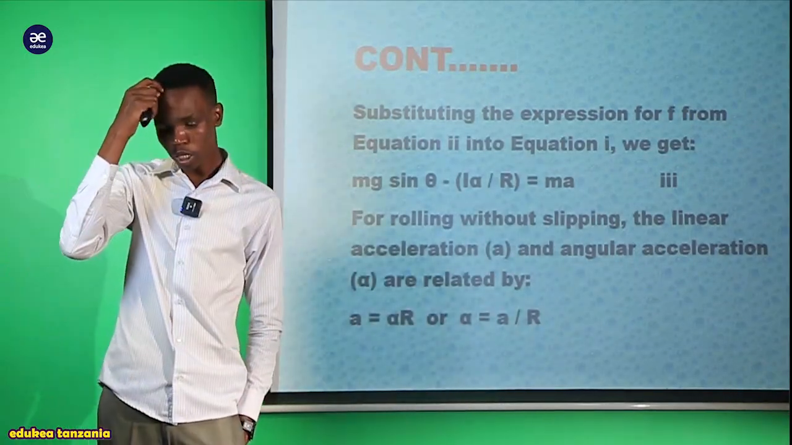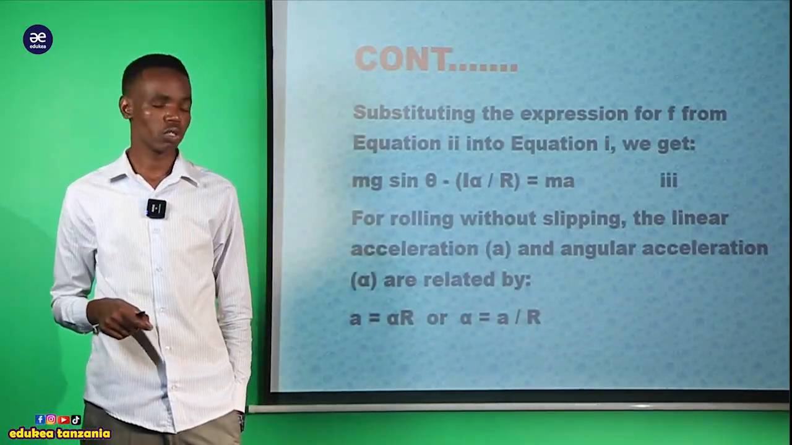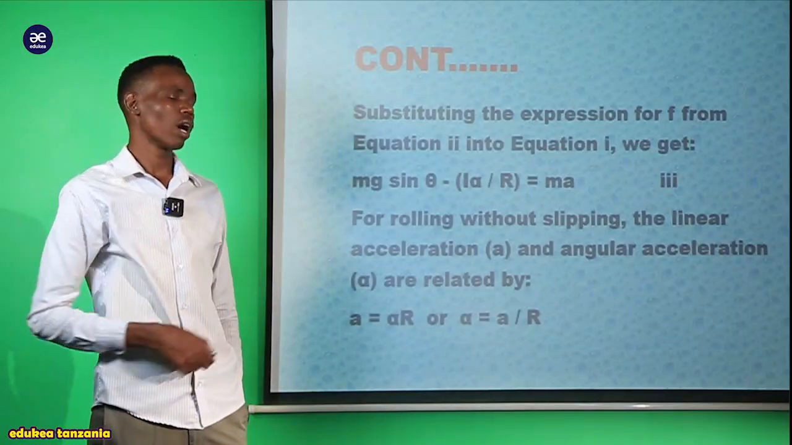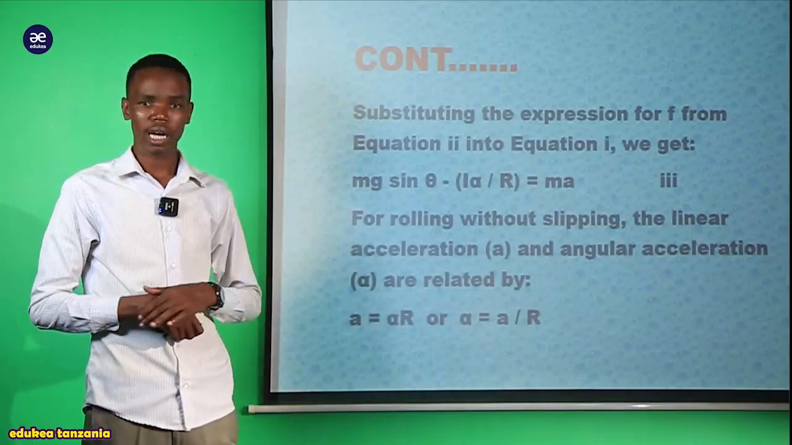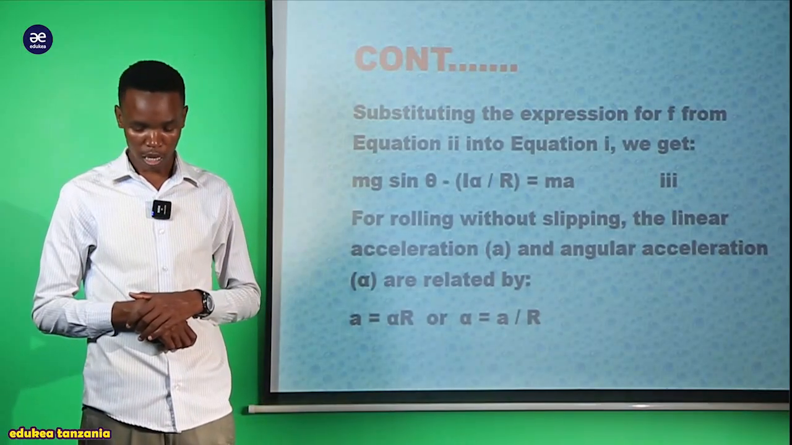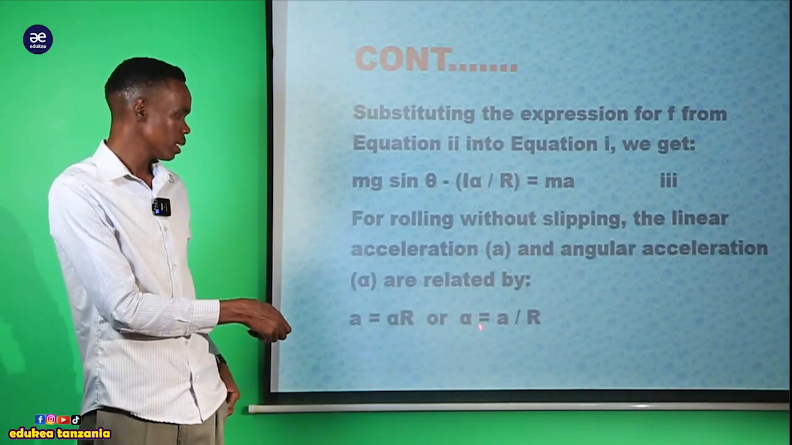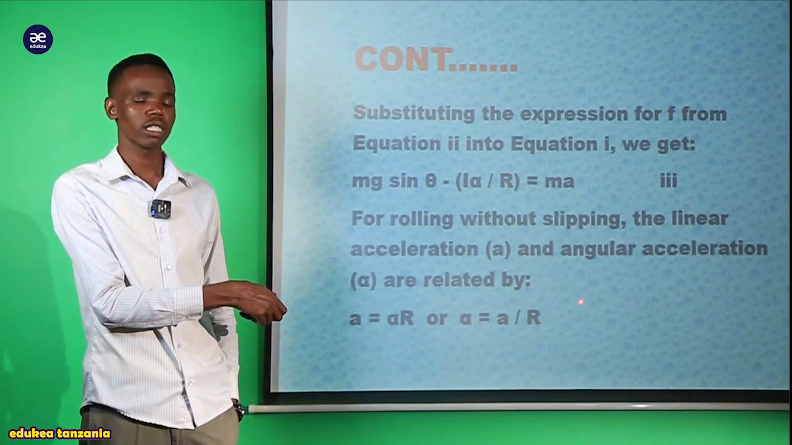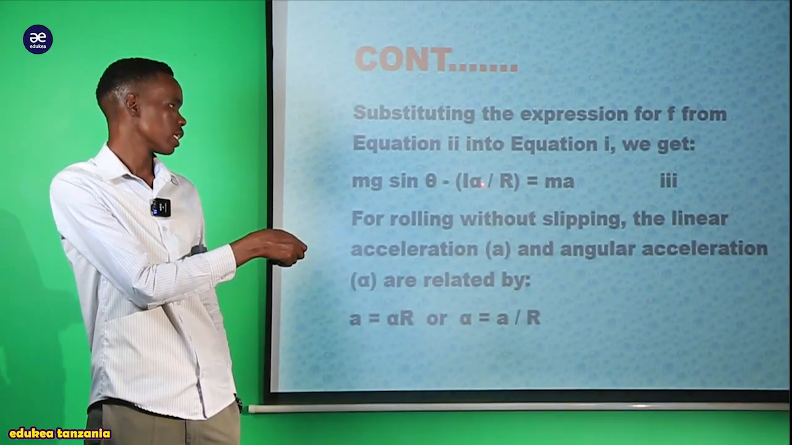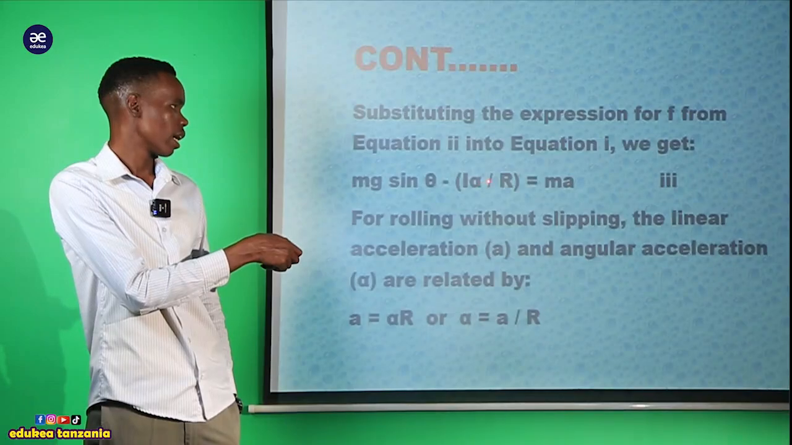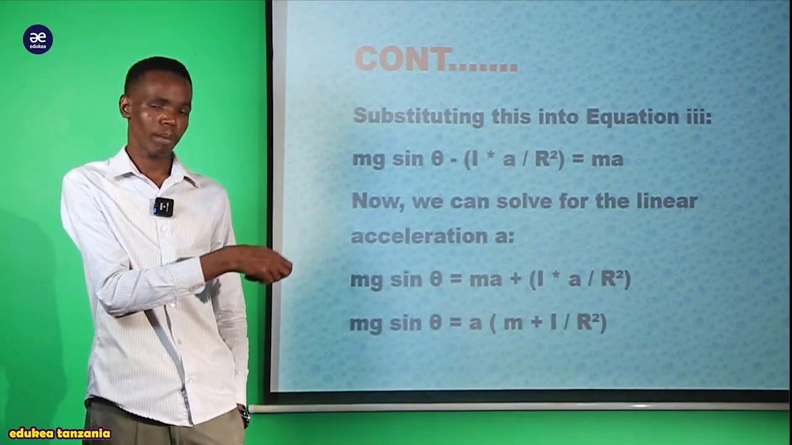But for the first equation, we are supposed to take the second equation and substitute it into the first equation, so as to form our third equation, that is mg sin theta minus the moment of inertia times the angular acceleration divided by r equals ma. But this angular acceleration is equal to the linear acceleration divided by r. Now let us substitute here. If we substitute, we get I divided by r square, as it looks here, my dear student.